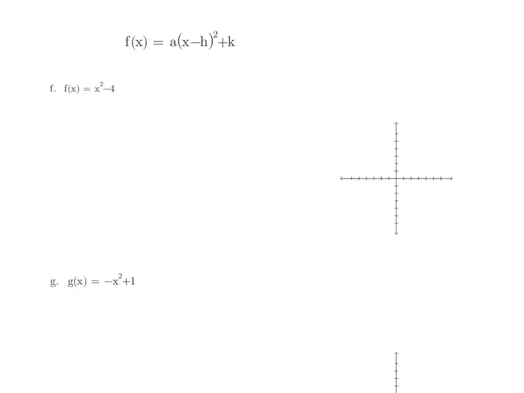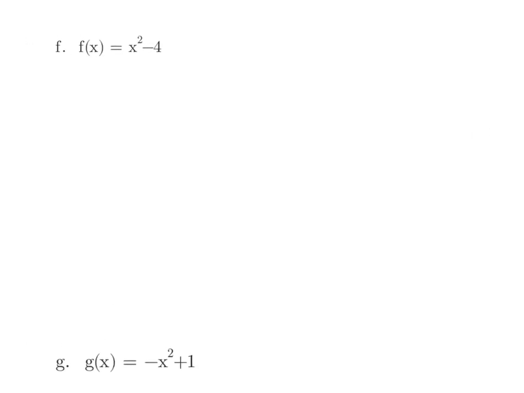So now let's go ahead and look at the y-coordinate of the vertex. Note on these two examples, we're going to have no number inside the square, we're just going to have the outside number. All right, for example f, we have f of x equals x squared minus 4.